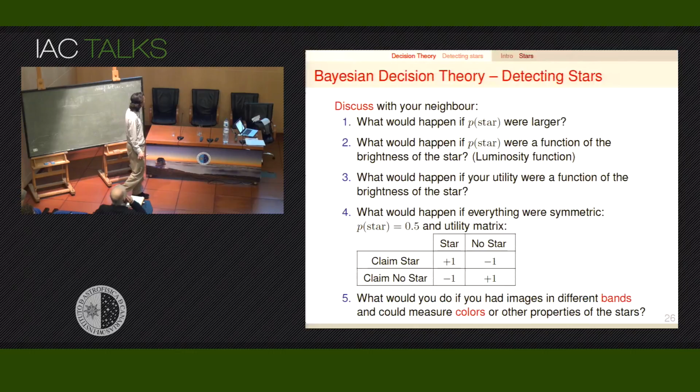amongst ourselves as a group. Say, what would happen if the prior on stars were larger? Like if you just knew that there were more stars? What would that do? Anybody want to hazard a guess?